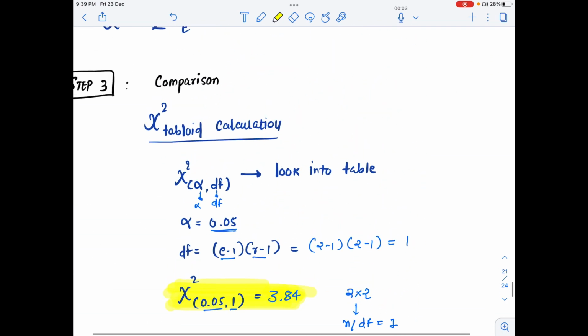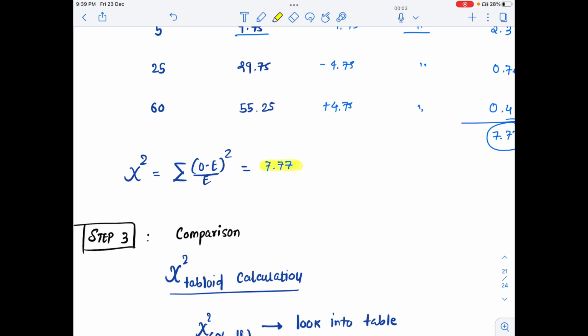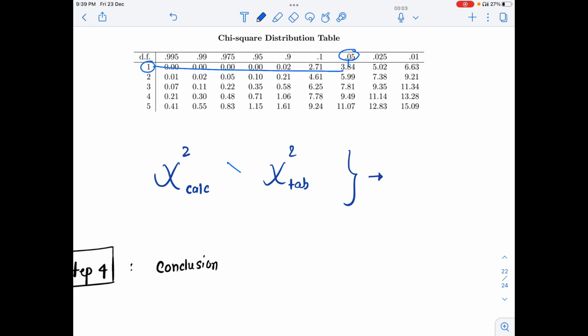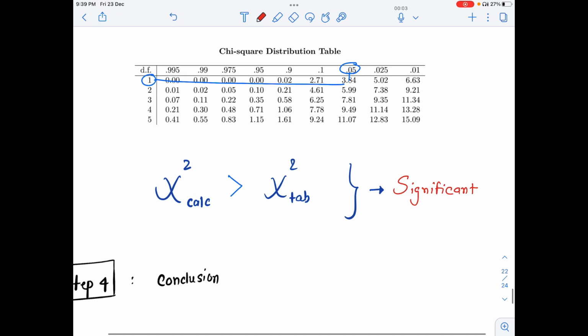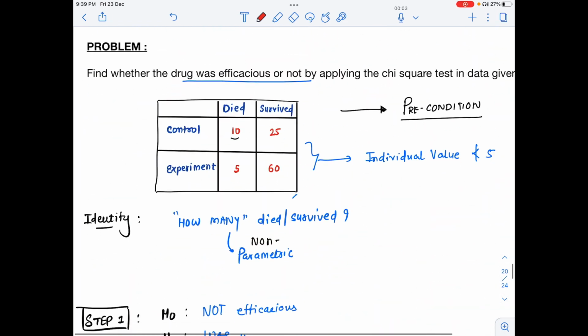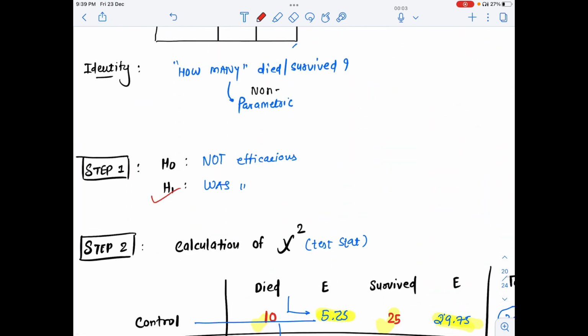So our chi-square calculated was 7.77, which is actually higher than 3.84. So we can say that it is higher, and it is a significant result. Whenever the calculated value is higher than the tabular value, the result will be significant. So in conclusion, H0 has to be rejected, and we will conclude that the alternative hypothesis is right, that the drug actually was efficacious.